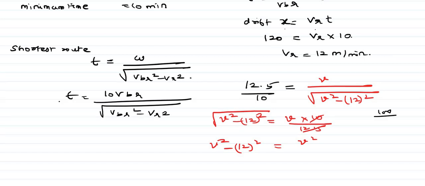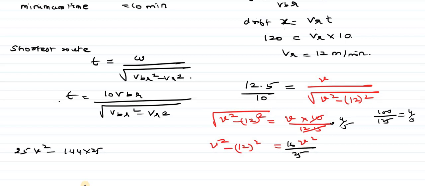This will be nothing but 100 by 125, 100 by 4 by 5. Okay, 2.5 table. 2.5 means it is 4 by 5. So it is 16 by 25. So this is nothing but 25 V square minus 144 into 25 will be equal to 16 V square. So 25 minus 16 V square will be equal to 144 into 25, which is nothing but what?